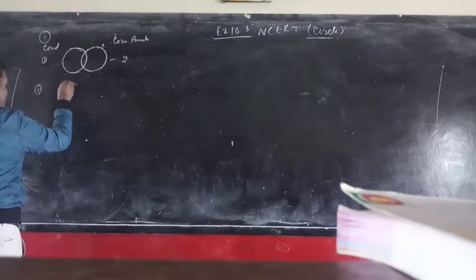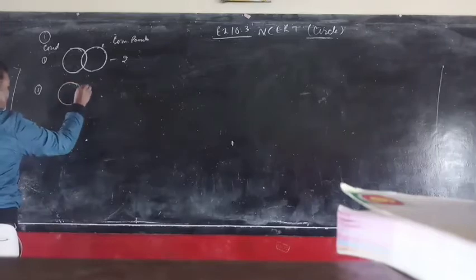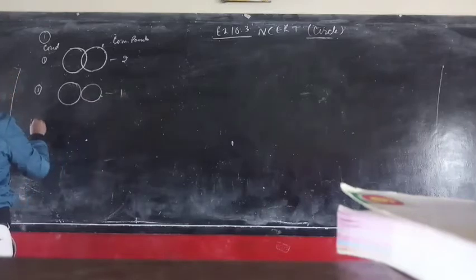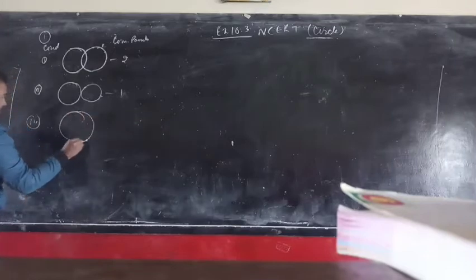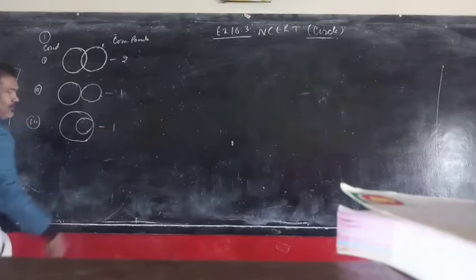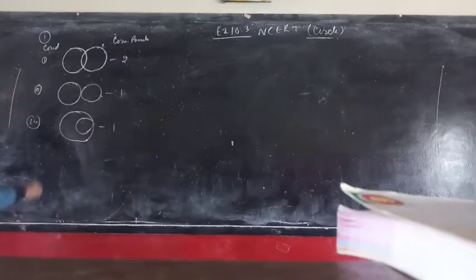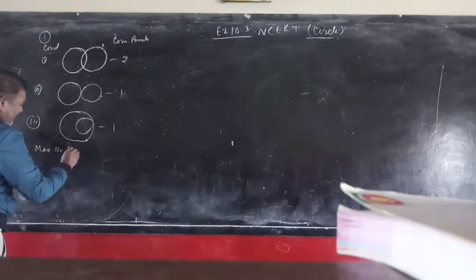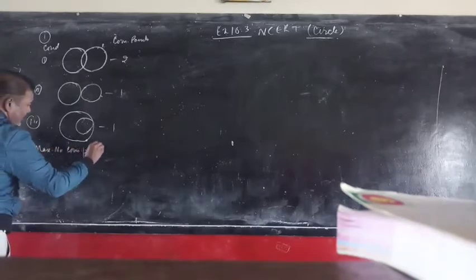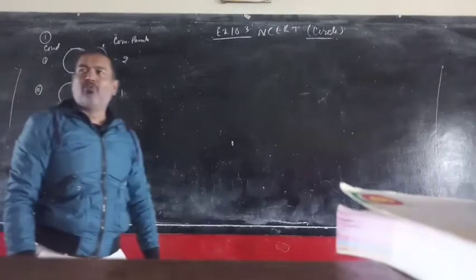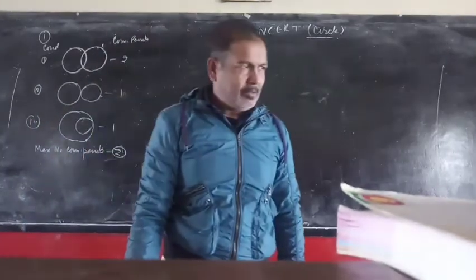Condition number 2. So this is one circle and this is another circle. How many common points here? Only one. And the third condition, suppose this is a circle and one circle is inside of this circle. How many common points here? Only one. So what is the maximum number of common points? 2. The maximum number of common points when a pair of circles intersects is 2. This question may be asked for 1 mark. इसको याद रखना, ठीक है ना?